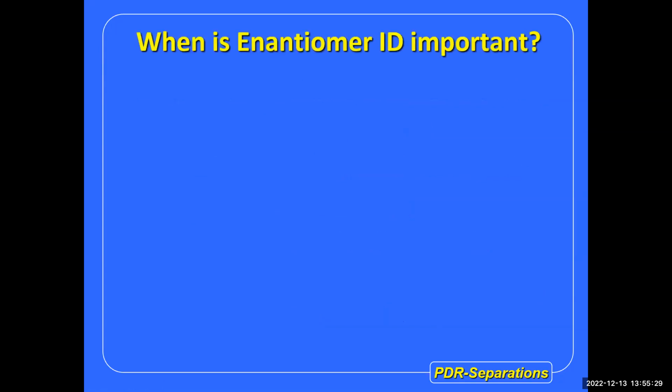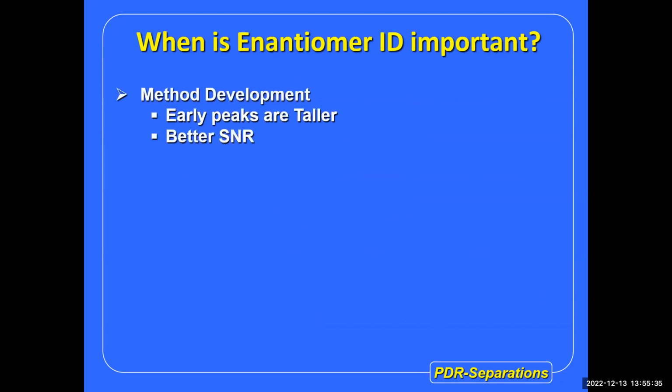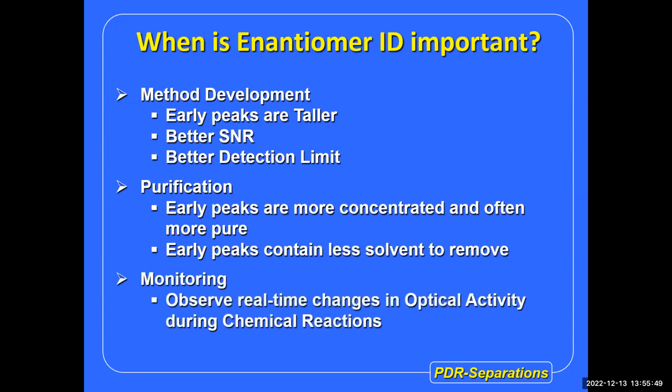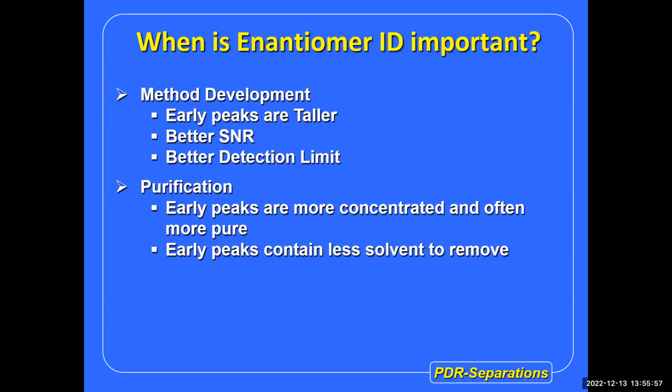Why is the enantiomer ID important in method development? Because early peaks are taller, with a better signal to noise ratio and a better detection limit. In purification, the early peaks are more concentrated and often more pure. Early peaks contain less solvent to remove. In monitoring, the observed real-time changes in optical activity during chemical reactions can tell you what's going on.